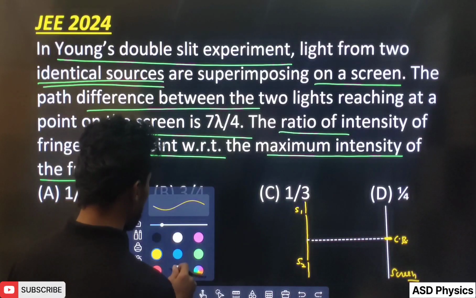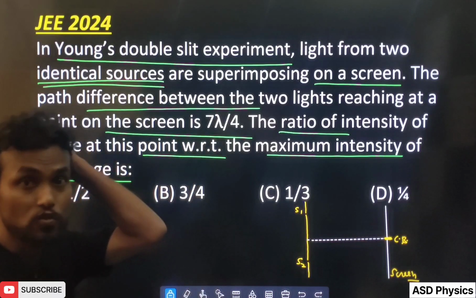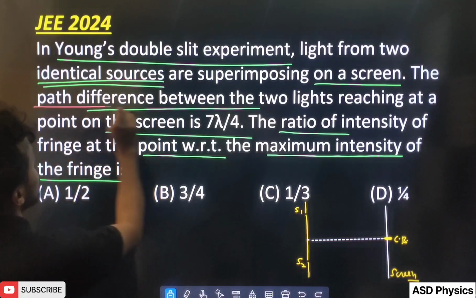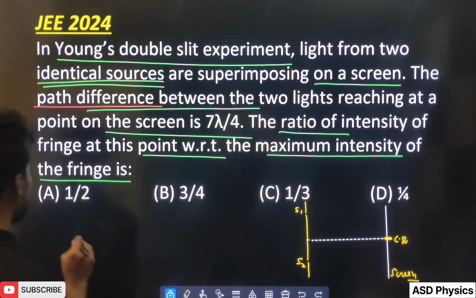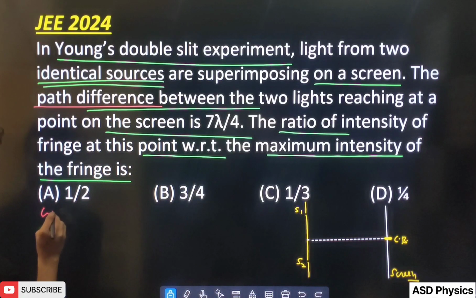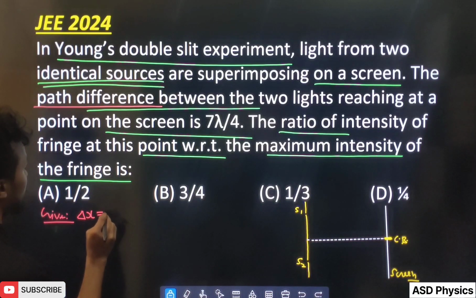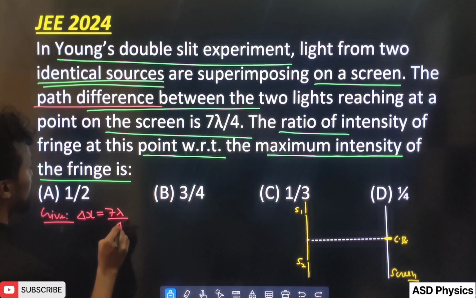So students, let's see the first question now. In the question they have given the path difference, how much? 7 lambda by 4. So according to the question, the given data is: path difference delta x equal to 7 lambda by 4.